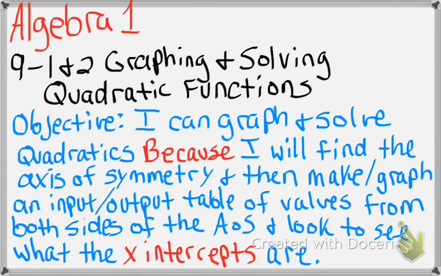In this Algebra 1 video, we're in Chapter 9, Lessons 1 and 2. We're going to talk about graphing and solving quadratic functions by graphing. Our objective is, as the student, I can graph and solve quadratic functions because I will find the axis of symmetry, and then I'll make and graph an input-output table of values from both sides of the axis of symmetry in order to look to see where the x-intercepts are.